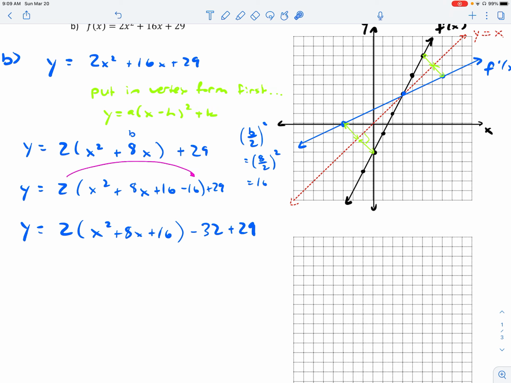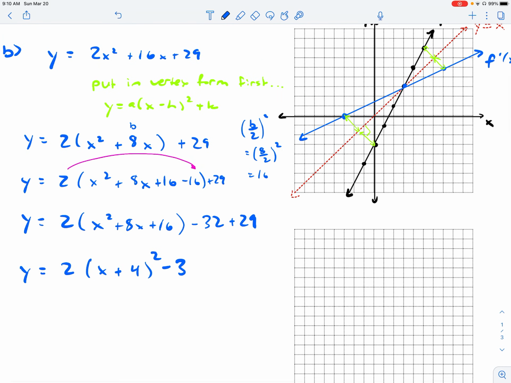Okay, now we can see that perfect square trinomial. I'm just going to factor that next. So that factors to: the square root of the first term is x. Square root of the last term is 4. And then the sign of the middle term is plus, so we have a plus here. That's exactly how we factor that perfect square trinomial. Minus 32 plus 29, that's negative 3. Okay, and we can call that done. That is now in vertex form.